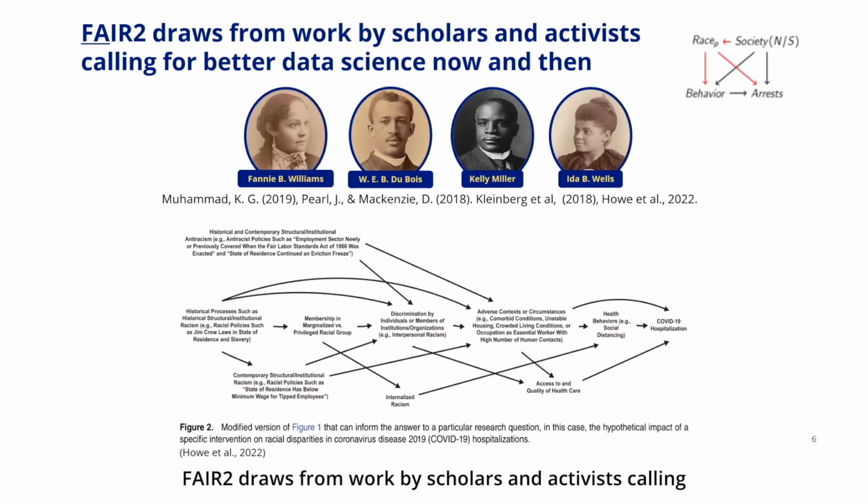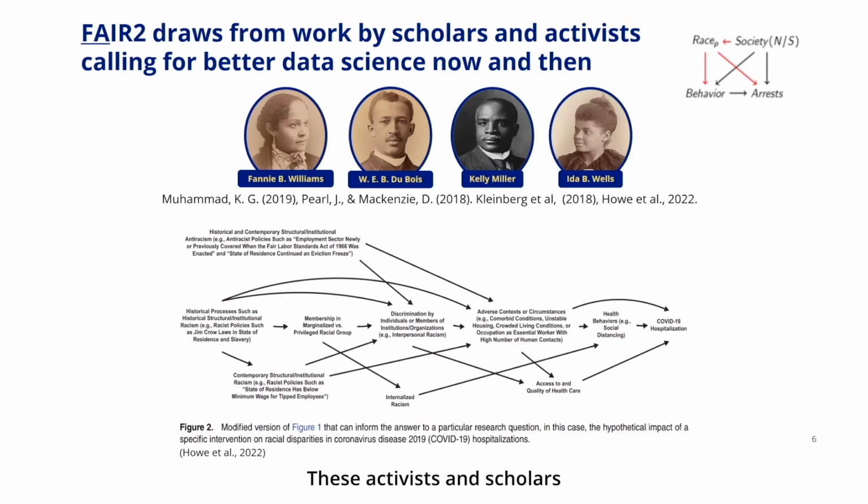So FAIR2 draws from work by scholars and activists calling for better data science in the early 1900s and today. These include prominent figures such as Fannie B. Williams, W.E.B. Du Bois, Kelly Miller, and Ida B. Wells, among others that were not listed here.